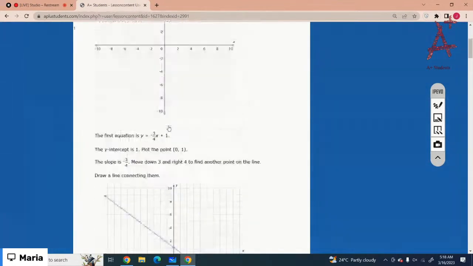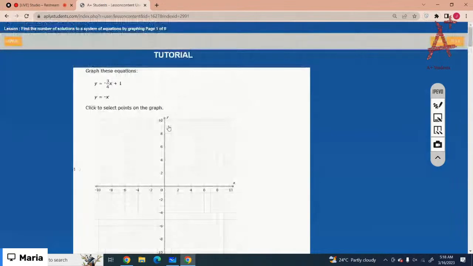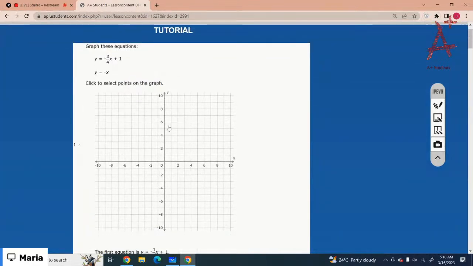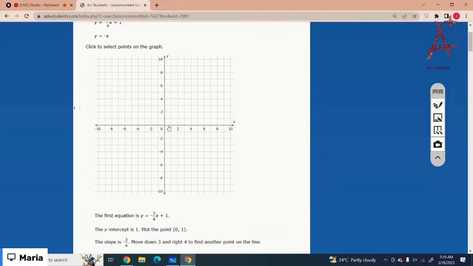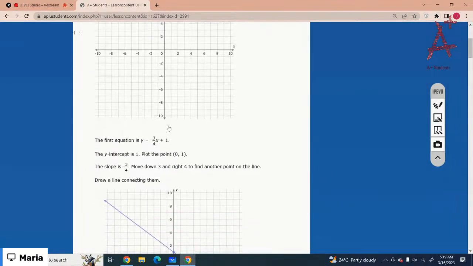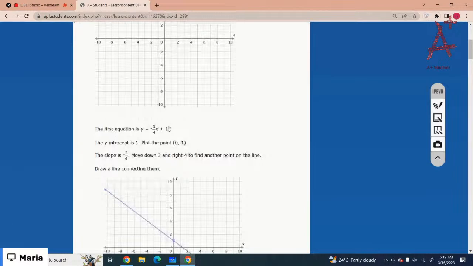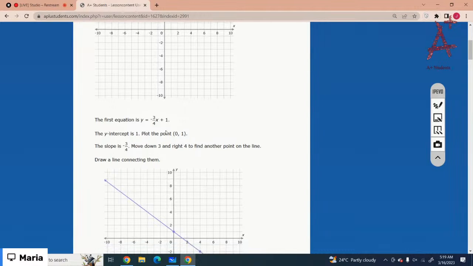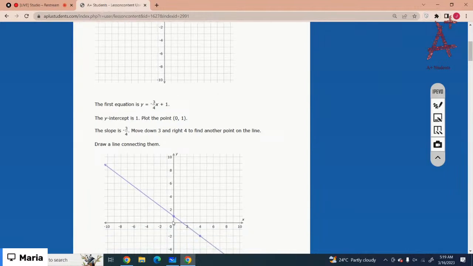Let's just start with the first question. So first of all, we graph the equations. The first equation is y equals negative 3 over 4x plus 1. Got it? That means the slope is negative 3 over 4 for this equation. The y-intercept is 1. So the point is 0, 1. Got it? Y-intercept means the point where the graph is touching the y-axis. It would be x is 0, y is 1. That is the y-intercept.